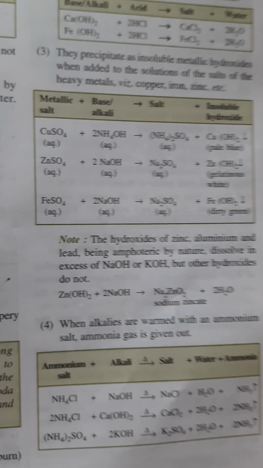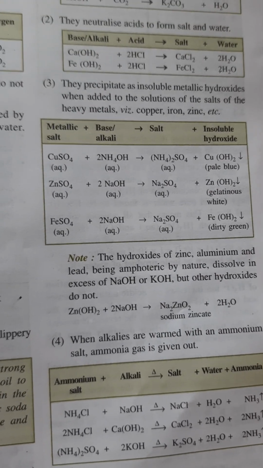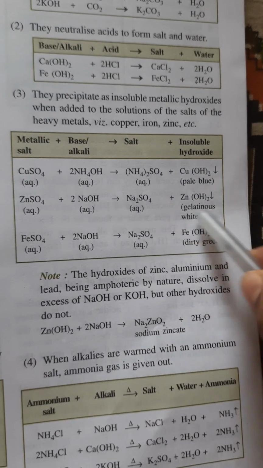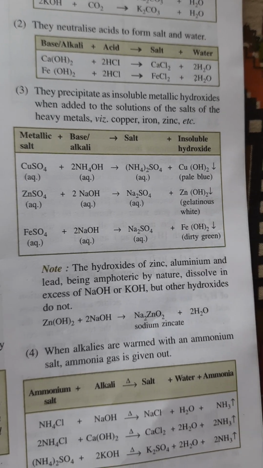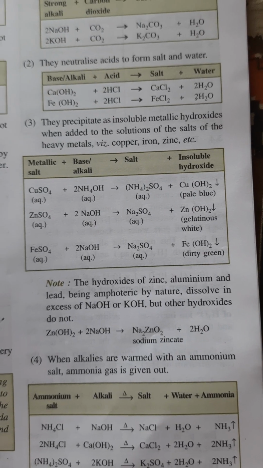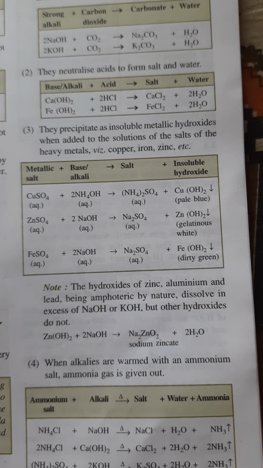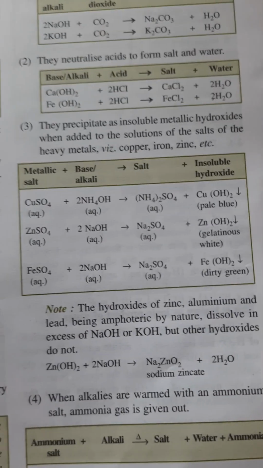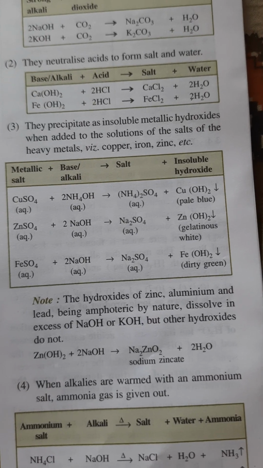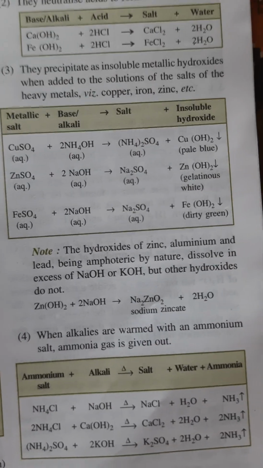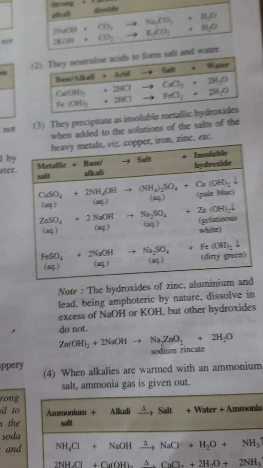Now when ferrous sulfate reacts with sodium hydroxide, it will produce sodium sulfate and a precipitate of iron hydroxide. The color of the precipitate is dirty green. Now note, the hydroxides of zinc, aluminum and lead, being amphoteric by nature, dissolve in excess of NaOH or KOH, but the other hydroxides don't. When zinc hydroxide is treated with sodium hydroxide, it dissolves, producing sodium zincate and water.